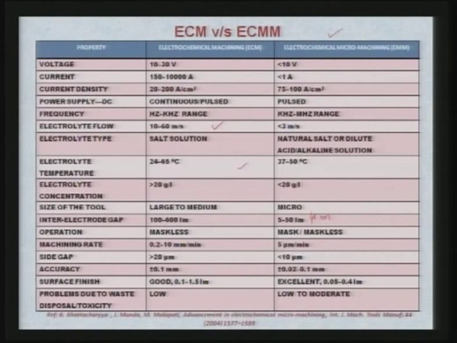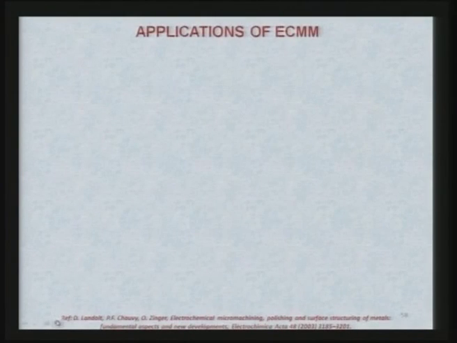Then accuracy you can get is plus minus 0.02 to 0.1 millimeter, and surface finish is very good in micro machining, as you can see, as good as 0.05 to 0.4 micrometer, and feed rate is quite low. So, one has to be very careful in selecting the machining parameters in electrochemical micro machining, otherwise your workpiece may get damaged if you do not properly select the machining parameters.